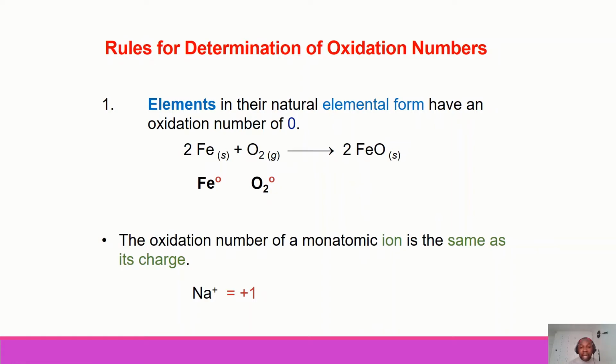They have no charge. Now, the oxidation number of a monoatomic ion, by the time you start talking about an ion, then you start talking about oxidation number, is the same as its charge. For example, when sodium is charged, when it is Na+, the plus on top of it is the oxidation number. So we can literally say that the oxidation number of sodium is +1.